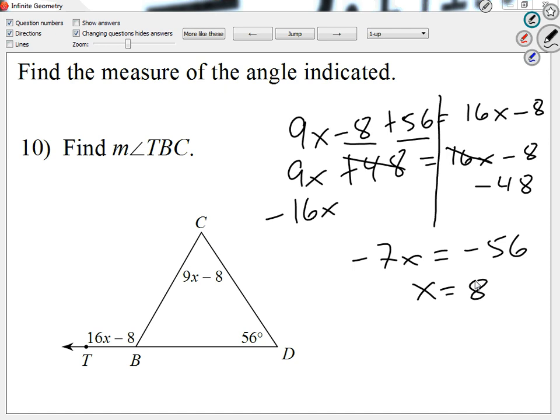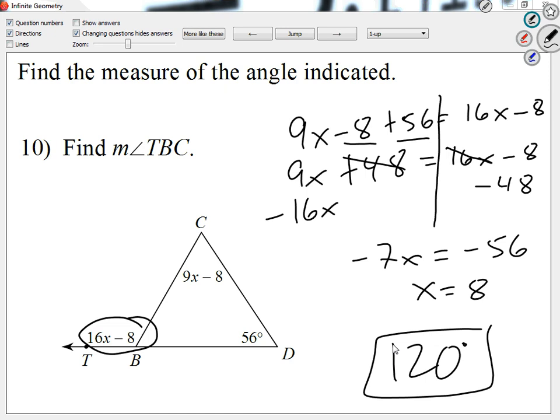Alright, and then let's use x. Let me plug it in. It's asking me to find the angle TBC. If I connect TBC, it's talking about this angle. So x equals 8. Plug it into there. 16 times x minus 8. 120. Because we went 16 times 8, which is 128, minus 8, 120.